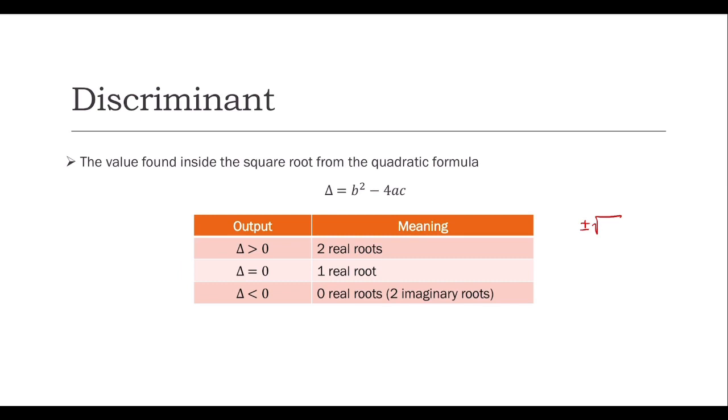If your discriminant is equal to 0, you'll have one real root because it'll be plus or minus 0, which is only giving you one option for your answer. And finally, if your discriminant is less than 0, like it's been in some of the previous problems, you'll have 0 real roots because the square root of a negative number will give you the imaginary number.